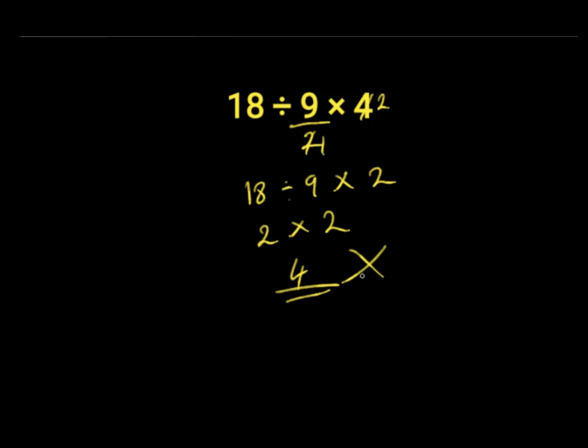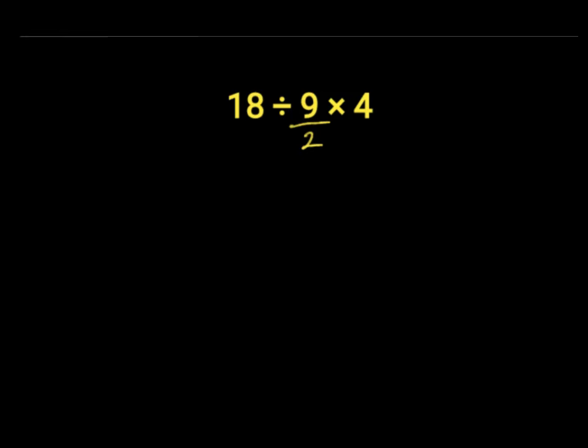Let us solve the right answer to this question. First of all, we are going to solve 18 divided by 9 over 2 using the rule of KCF. K stands for keep, C stands for change, and F stands for flip. We are going to keep our 18, change division to multiplication, then flip 9 over 2 to 2 over 9.